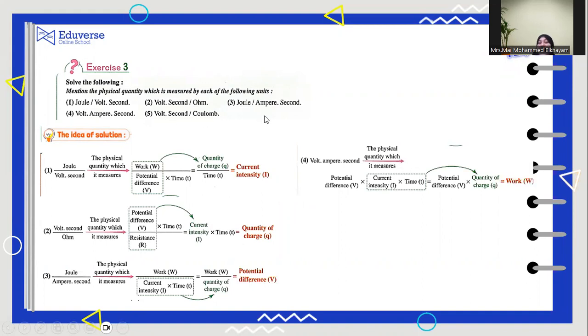Volt multiplied by second divided by coulomb. Pay attention to this. You may be confused in that. Volt multiplied by second divided by coulomb.